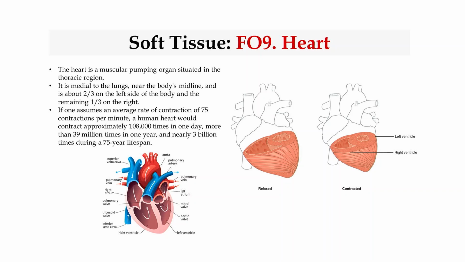If one assumes an average rate of 75 contractions per minute, which is a normal rate, a human heart would contract approximately 108,000 times in one day. That's a huge number, right? 108,000 times. That is more than 39 million times in a year and nearly 3 billion times during a 75-year lifespan. So we can well imagine how proper beating of the human heart is important for our well-being and normal functioning, right?